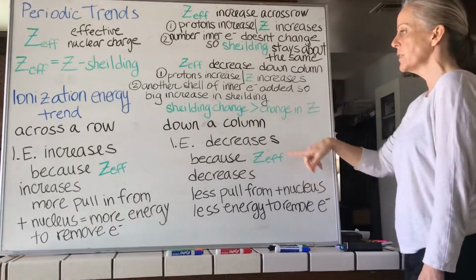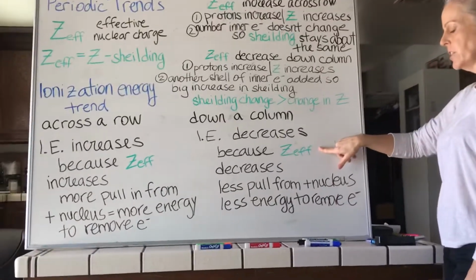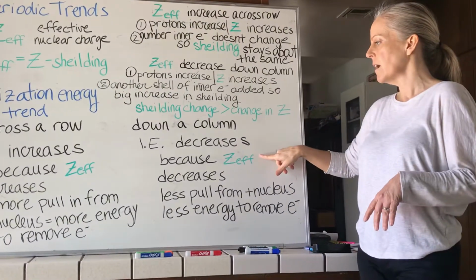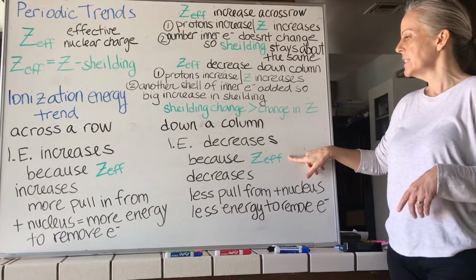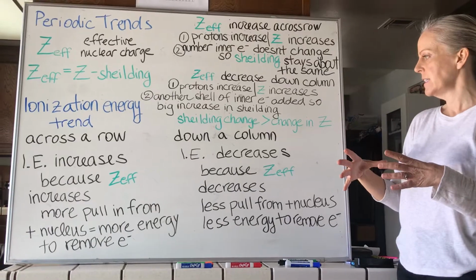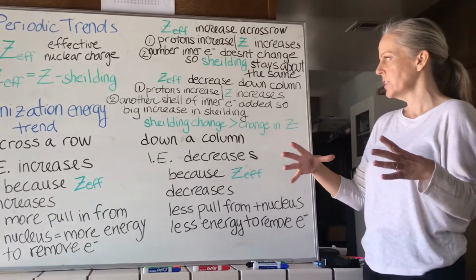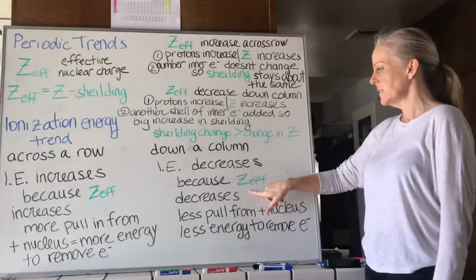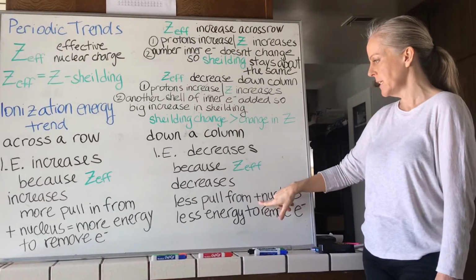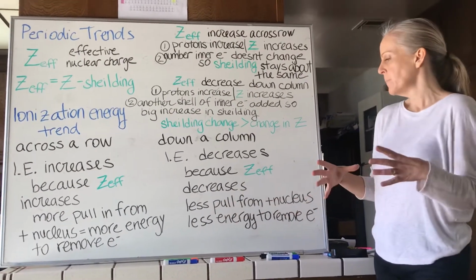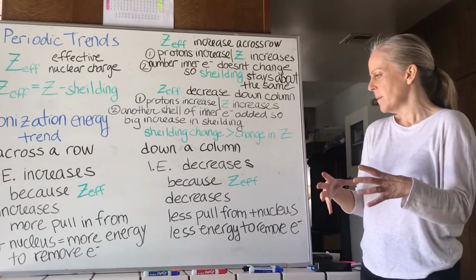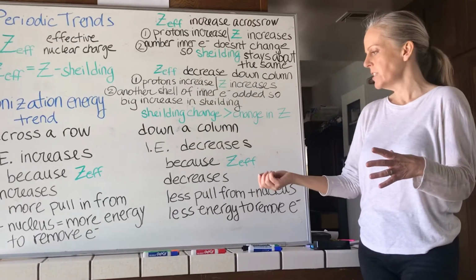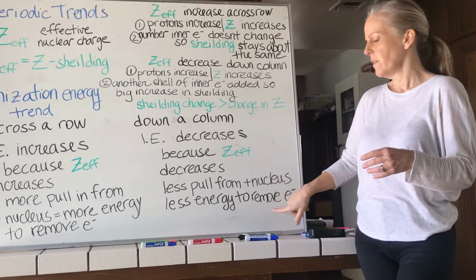This is because as you go down a column, the effective nuclear charge is decreasing. And it's decreasing because, even though the number of protons is increasing, the distance for the outer electrons is increasing even more because you're getting larger and larger energy levels or shells. So the Z effective is decreasing, less pull from the positive nucleus. If it's not pulling those electrons and holding them in as much, then it doesn't take as much energy to pull them off. And that's the ionization energy, the energy to remove one of those electrons.